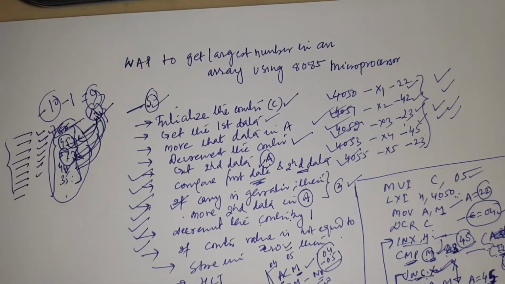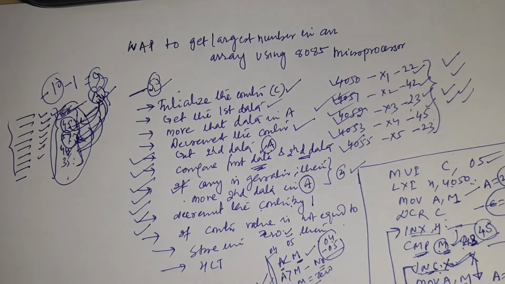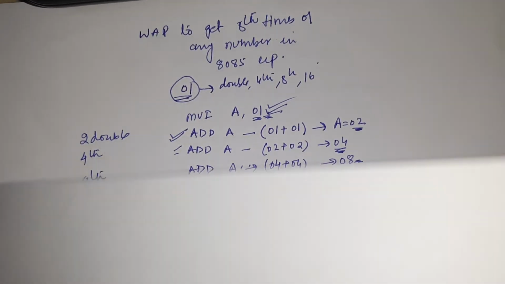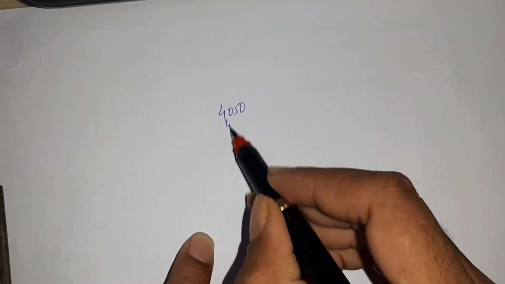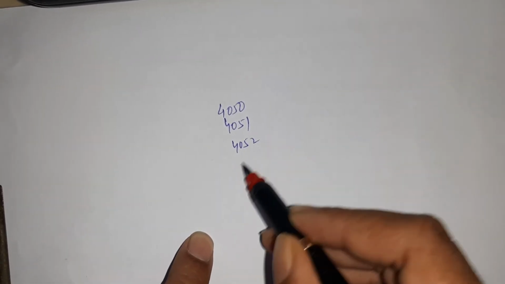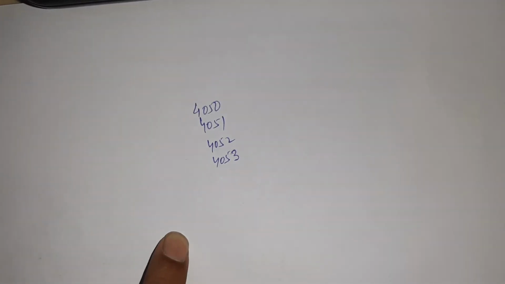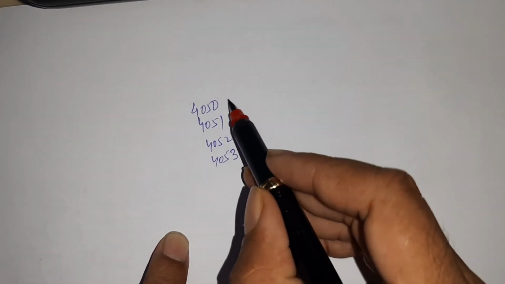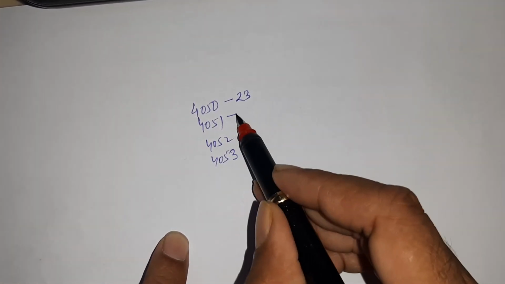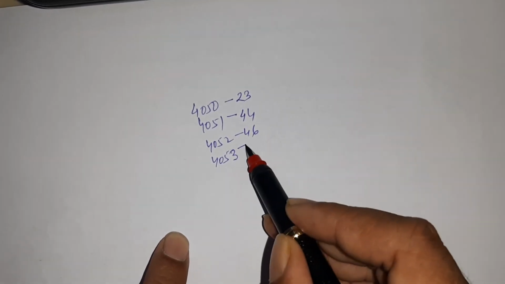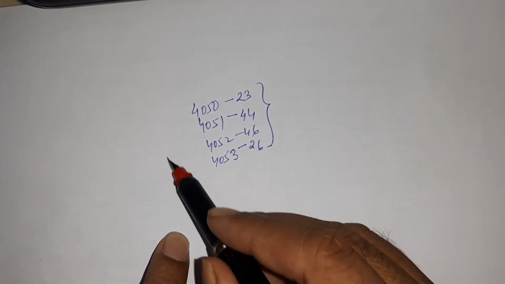So let me explain it again with a clear picture so you can easily understand. Okay, so let me draw the diagram. This is memory location. Whatever number you want you can change. I am only considering 4 numbers, so I can understand. Suppose here 23, 44, 46 and 26. You have to find which number is largest.